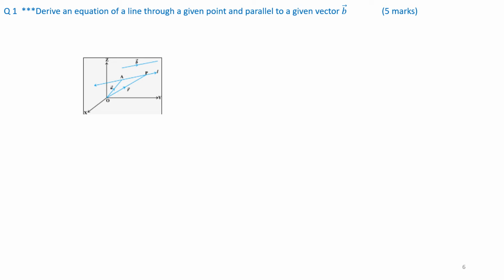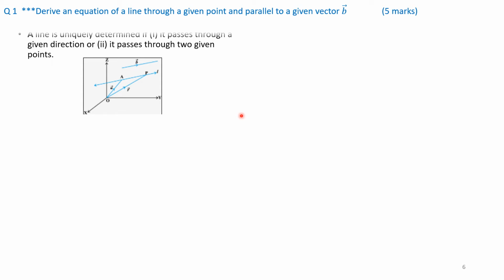Please draw the diagram. The diagram is very important because of the marks. So drawing is very important. In the diagram, first let us define: a line is uniquely determined if it passes through a given point and has a given direction, or if it passes through two given points. In the diagram, O is the origin, X, Y and Z are three mutually perpendicular axes, and B is any vector.